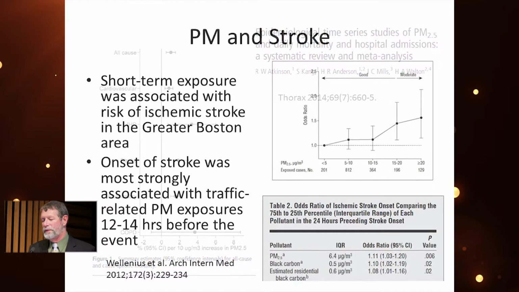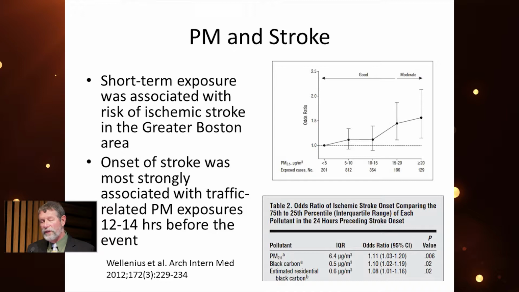So a little bit about stroke. That same greater Boston area group from Harvard studied the short-term exposure to PM and risk of ischemic stroke. There's different kinds of stroke. There's embolic stroke and ischemic stroke. Ischemic stroke is similar in the brain to what happens with a heart attack. And this is showing as you increase your exposure to particulate matter, there's an increased risk of stroke. And the onset was most strongly associated with traffic-related PM exposures 12 to 14 hours before the event.